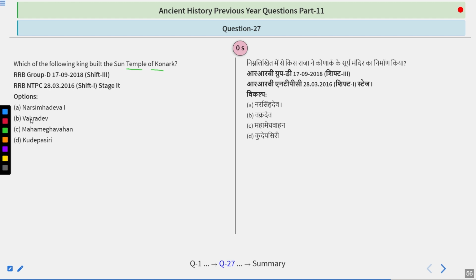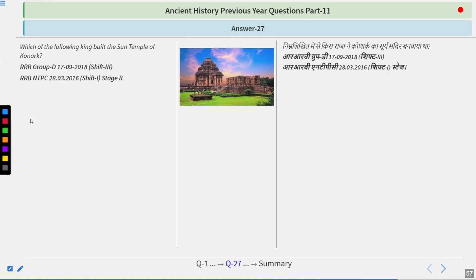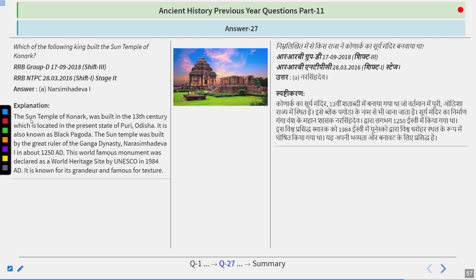And this is a simple question. When we discuss the sun temple of Konark, it is also known as the Black Pagoda. I told you about that who built this temple. So this temple was built by Narsimdev I of the Eastern Ganga dynasty.